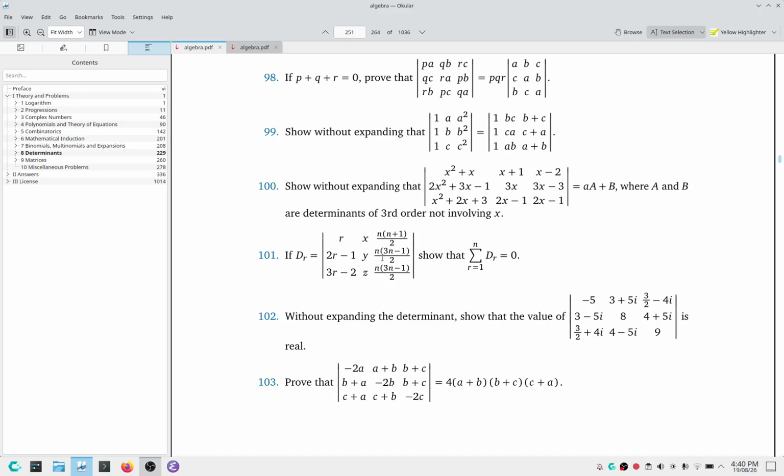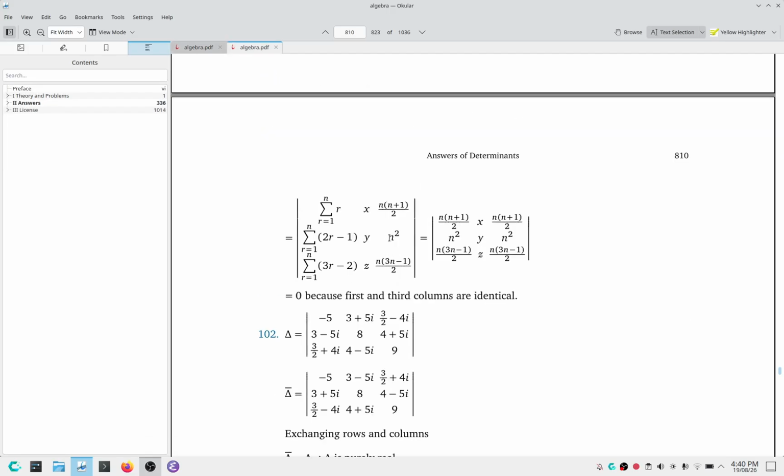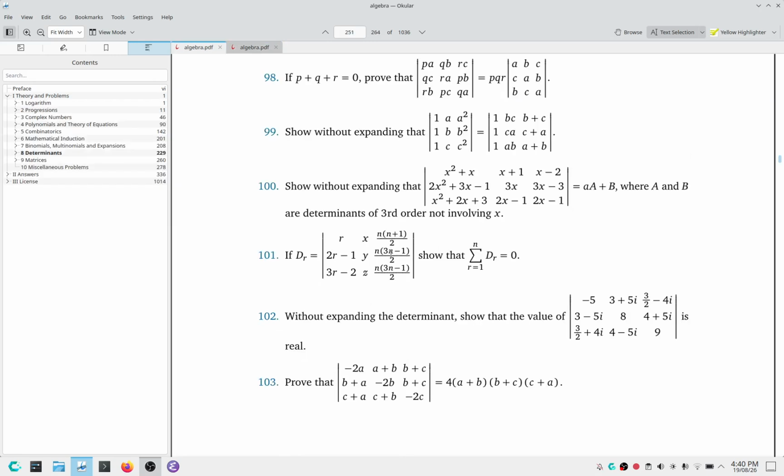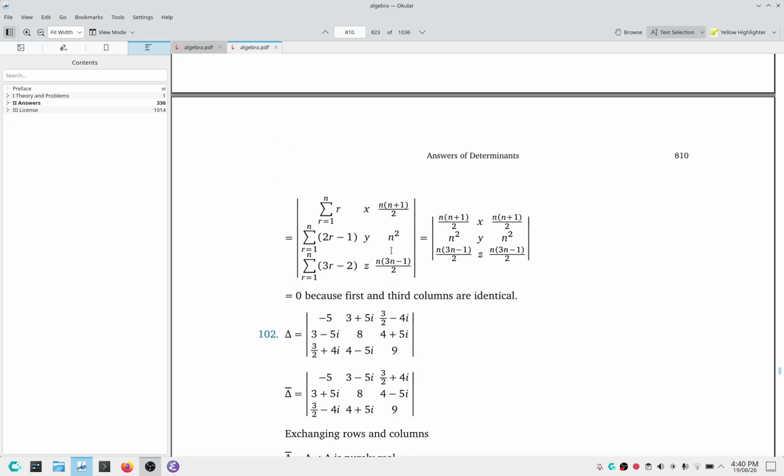So there is something wrong here. This shouldn't be n times 3n minus 1 over 2. These two are equal. Okay. So there is something wrong here. I will correct this. So for now, we take this as n square. For now, this cell, second row and third column is n square. So now this sigma, when we perform the sum, it becomes n times n plus 1 over 2, n square, and n times 3n minus 1 over 2. So this first column and third column become identical, so it is equal to 0.